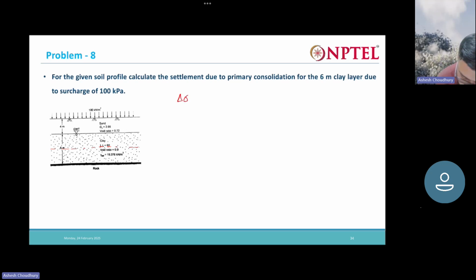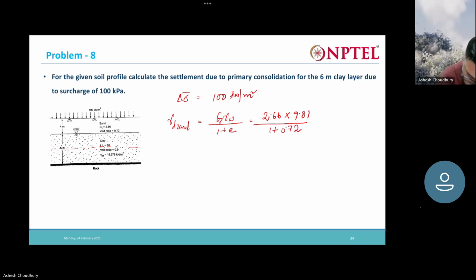The change in the effective stress is given, the externally applied load surcharge of 100 Newton per meter square. But initially how much effective stress was there, that we need to find out first. For that we need the densities. So first you calculate the dry density of the sand. So it is G gamma W by 1 plus e, 2.66 times 1 to 15.17 per meter.